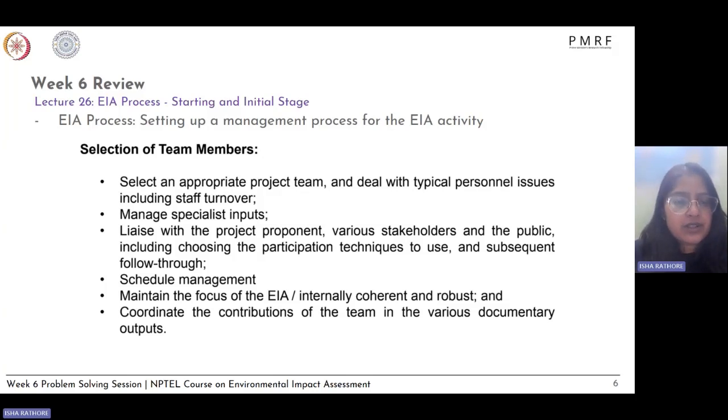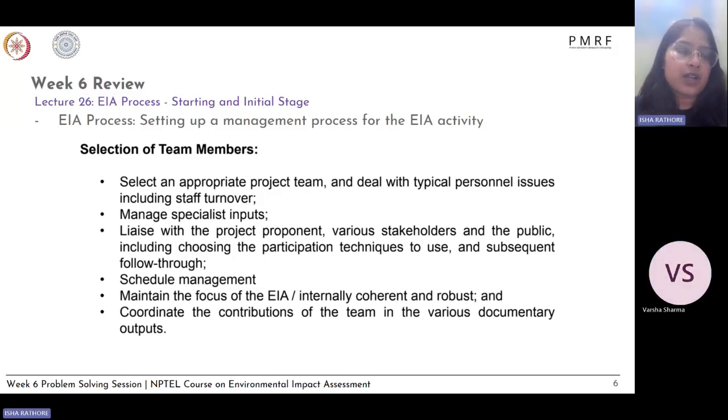They also have to do schedule management: what tasks, and how, at different stages need to be incorporated. And they need to maintain the focus of EIA internally. That is, they all agree internally on the purpose of EIA, and they are doing a very coherent and robust job at it. And lastly, the team also needs to coordinate the contributions of the team in the various documentary outputs.